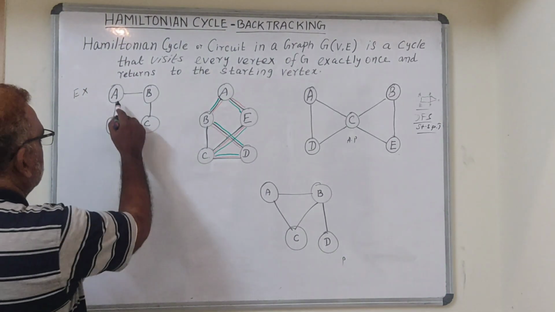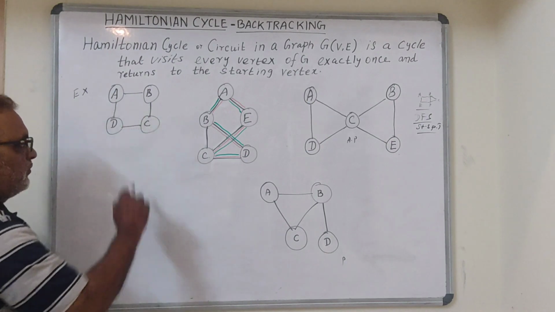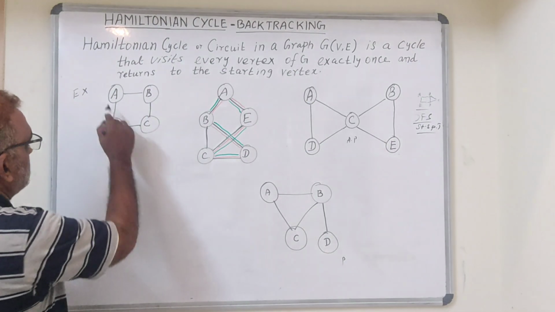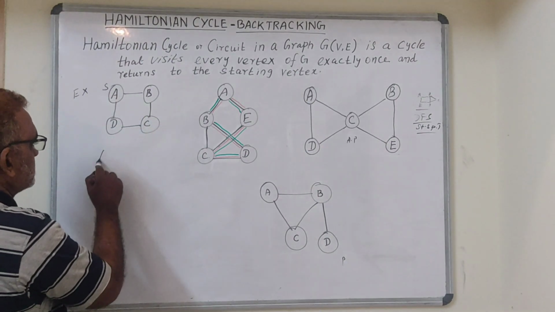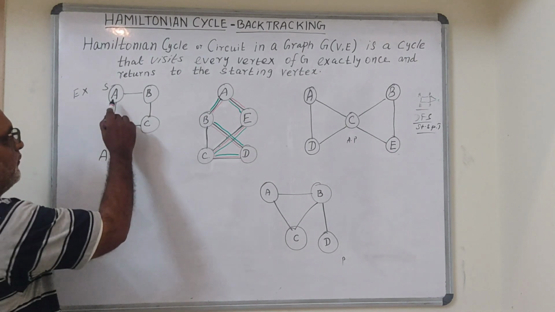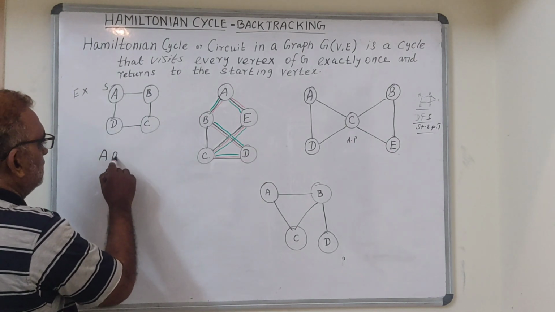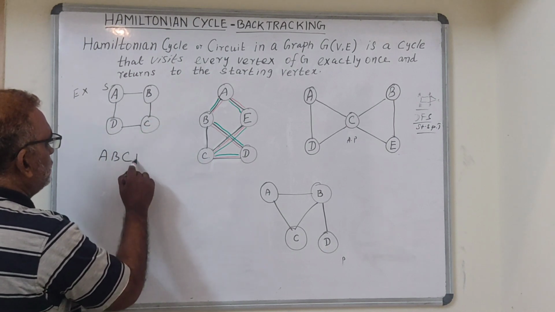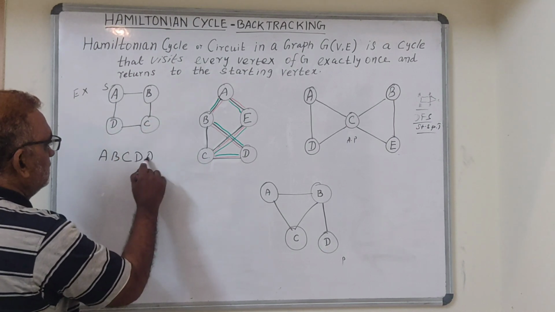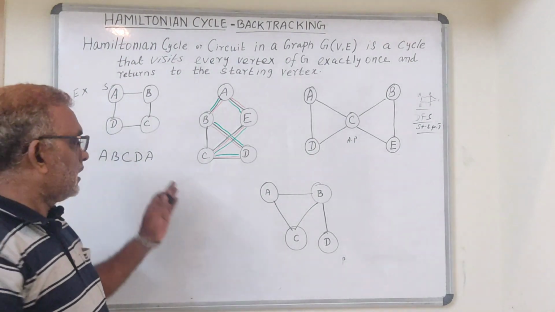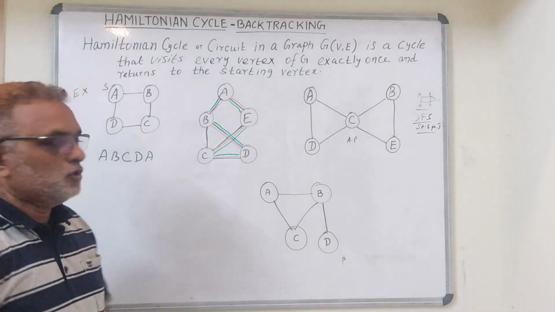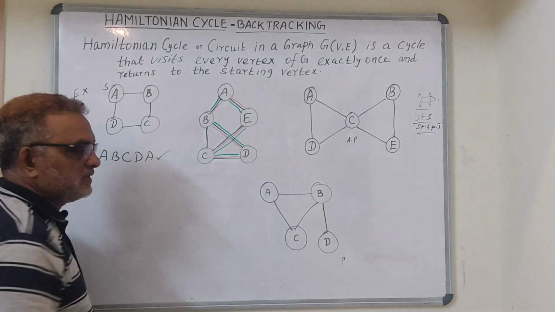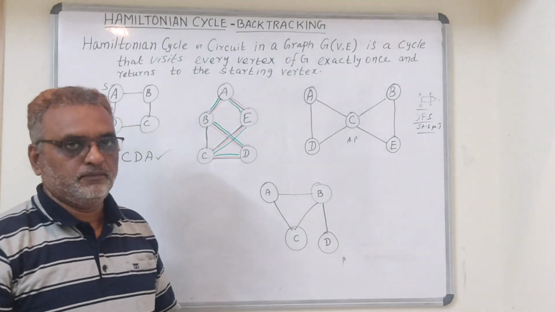The first example, the graph with 4 vertices in which the starting node is, let us consider, A. From A we can travel to B, from B to C, C to D, and then we can come back to A. So this is a Hamiltonian cycle.